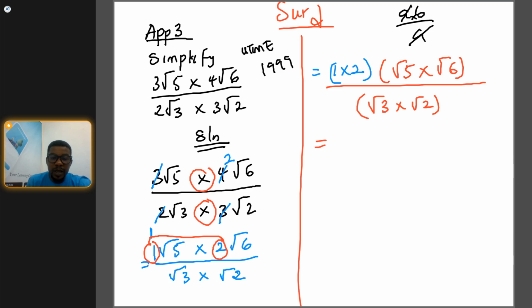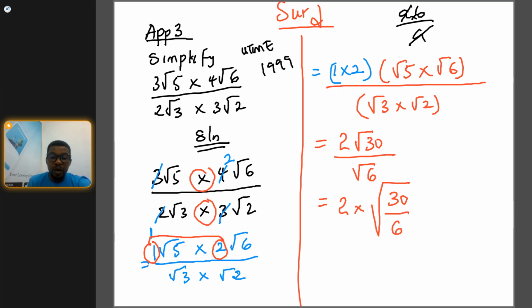So when you multiply 1 times 2, you have 2. When you multiply root 5 times root 6, you have root 30, over root 3 times root 2, which gives us root 6, all right? So we can divide this: root 30 over root 6. That is 2, multiplied by a big root, 30 inside it, then also 6 under it.